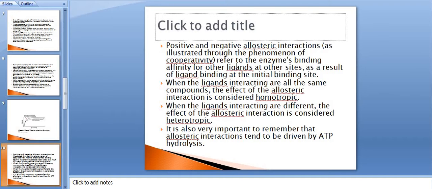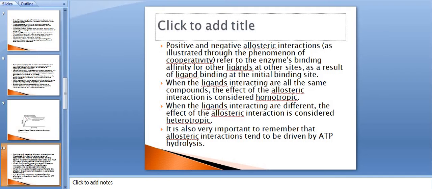Here positive and negative allosteric interactions, that means homotropic and heterotropic allosteric interactions, refer to the enzyme's binding affinity for other ligands at other sites as a result of a ligand binding at the initial binding site, okay. When the ligands interacting are all the same compounds, the effect of the allosteric interaction is considered homotropic, okay.